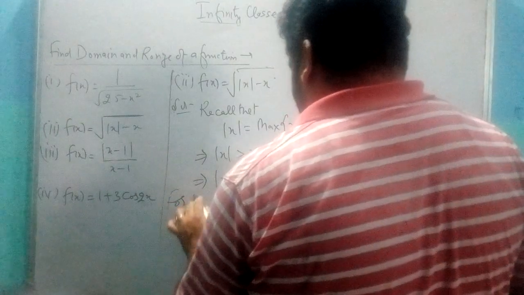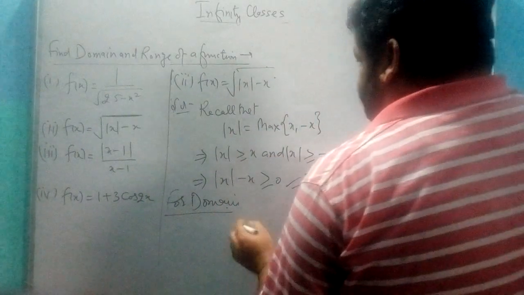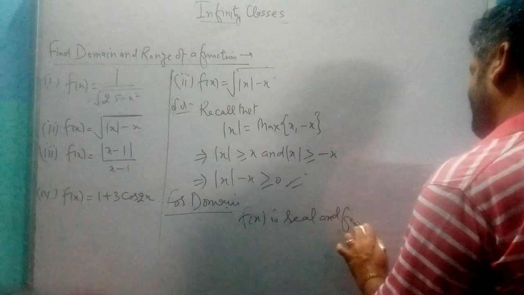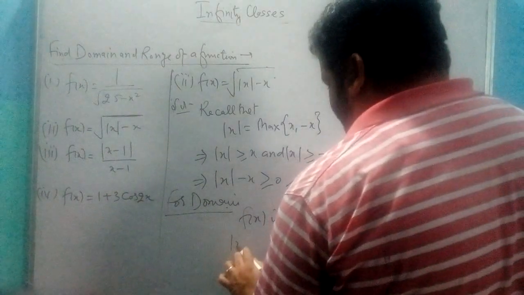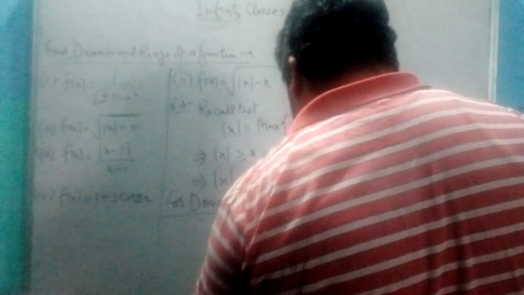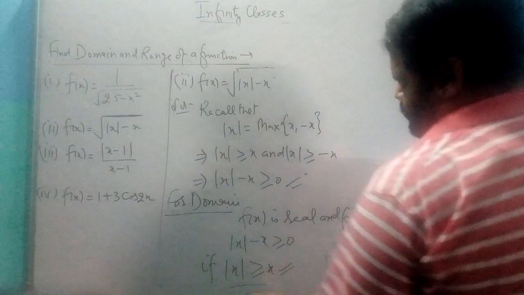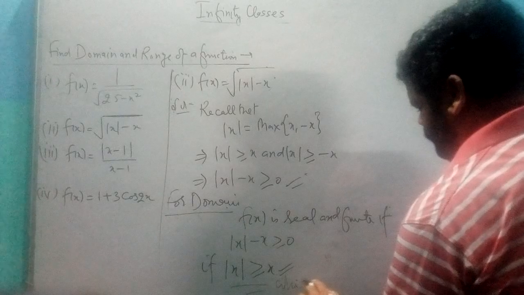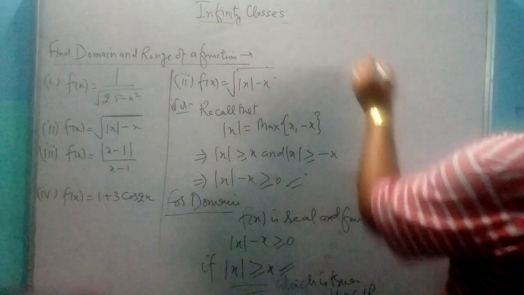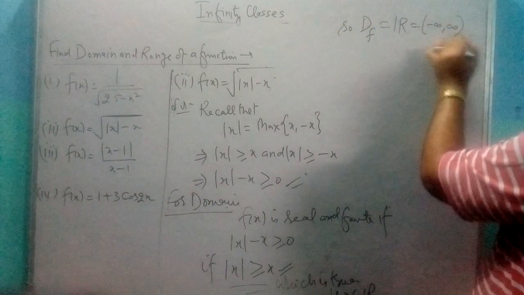For domain, f(x) is real and finite if the quantity inside the square root, mod of x minus x, is greater than or equal to 0. Mod of x is greater than or equal to x, which is true for all x belonging to real. So the domain is the set of reals, minus infinity to infinity.